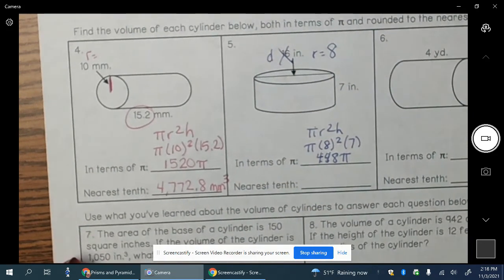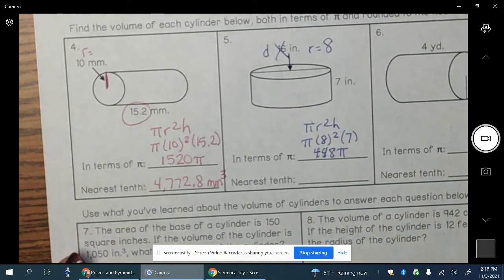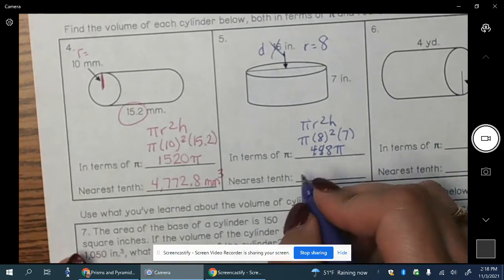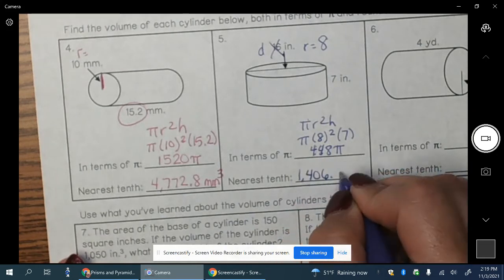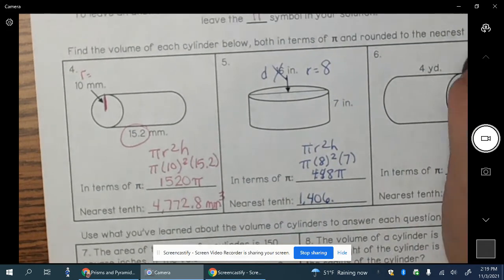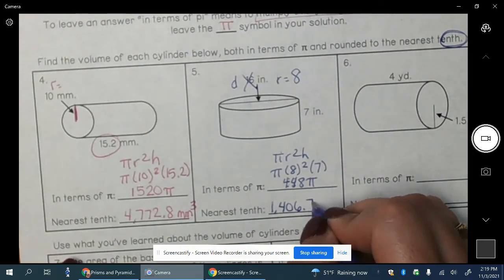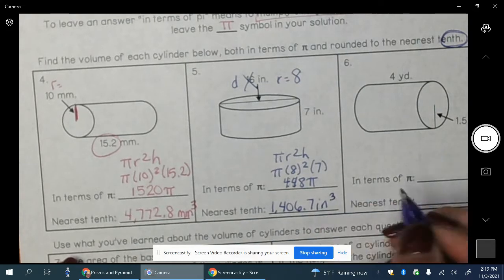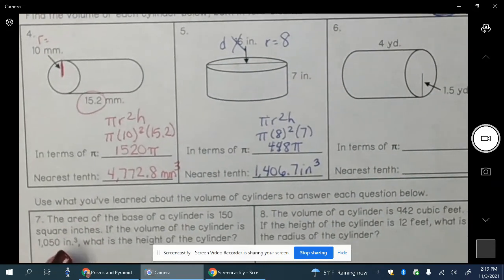Okay, so if I wanted an actual answer, I would do 448 times 3.14. The answer is... wait, why does it like 406.72? Oh, just kidding. Because you want it in terms of pi. Yeah, but then it wants the answer after. I don't know why. So the regular answer is 448.